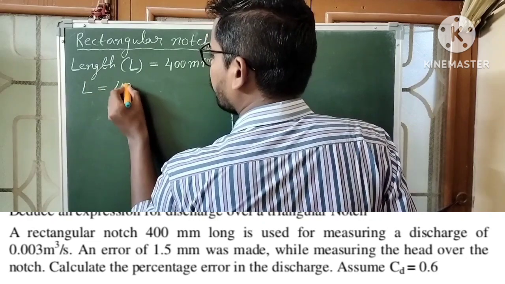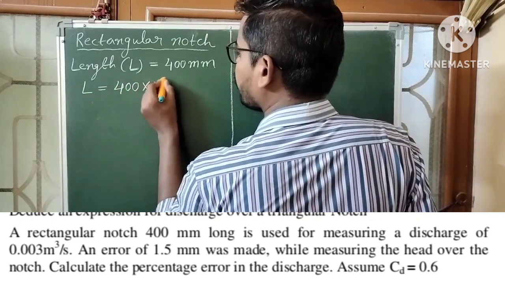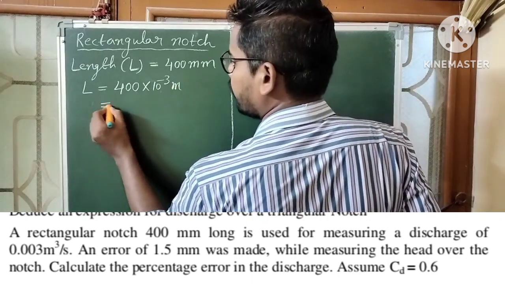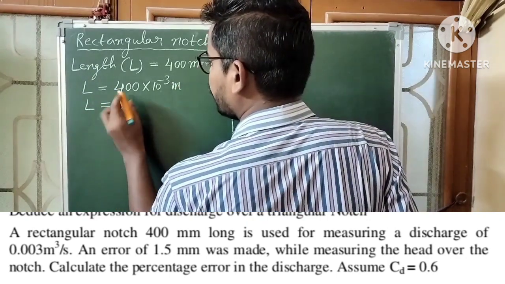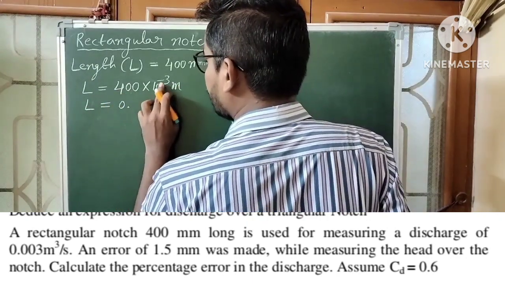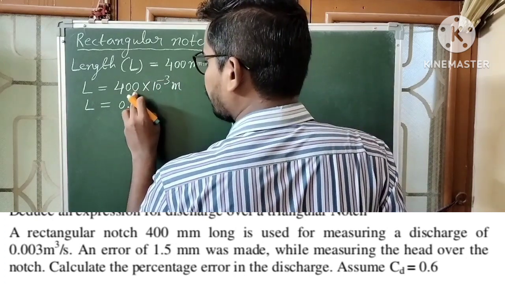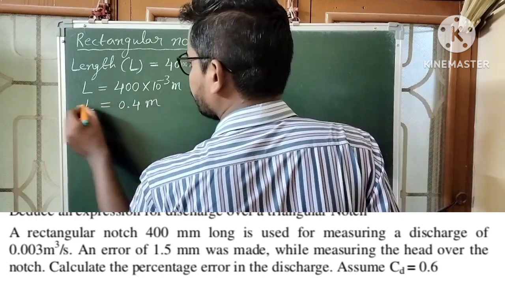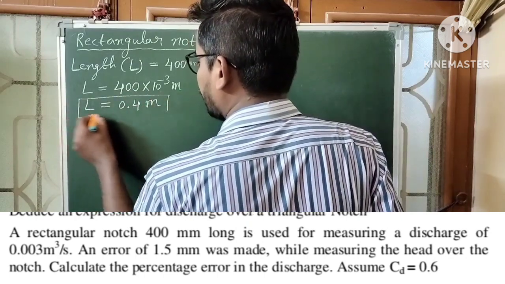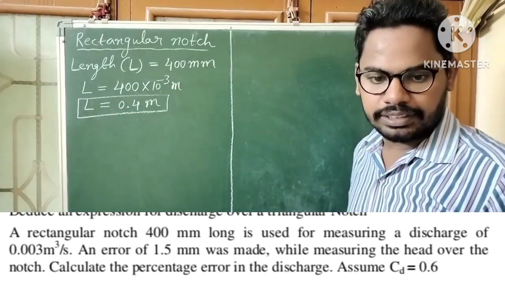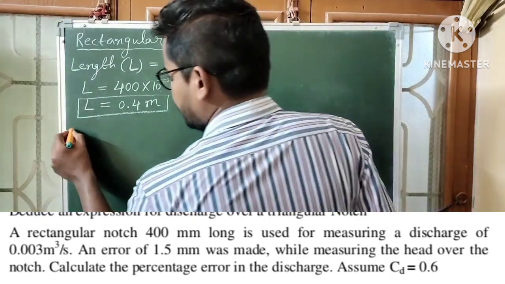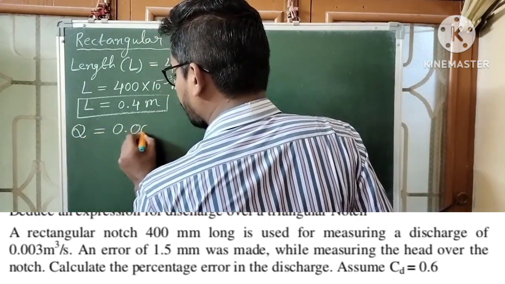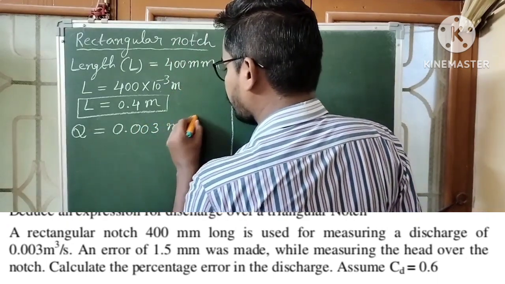We know that 1 millimeter is equal to 10 to the power of minus 3 meters. So if you simplify further, you will get 0.400 into 10 to the minus 3. Negative exponent means we have to move 3 places: 1, 2, 3. So the length of the rectangular notch is 0.4 meters. Next, given discharge, denoted by capital Q, is equal to 0.003 meter cube per second.